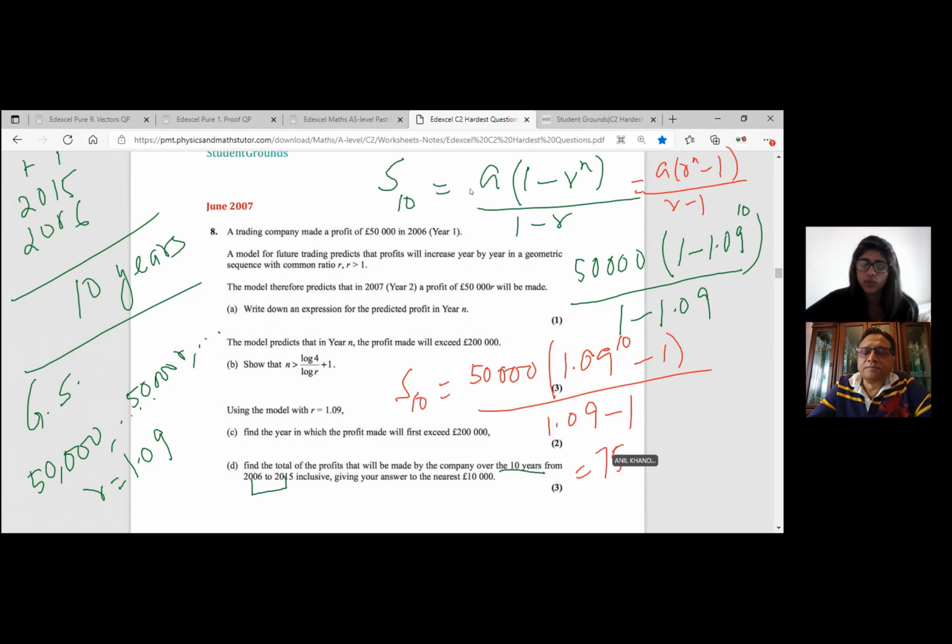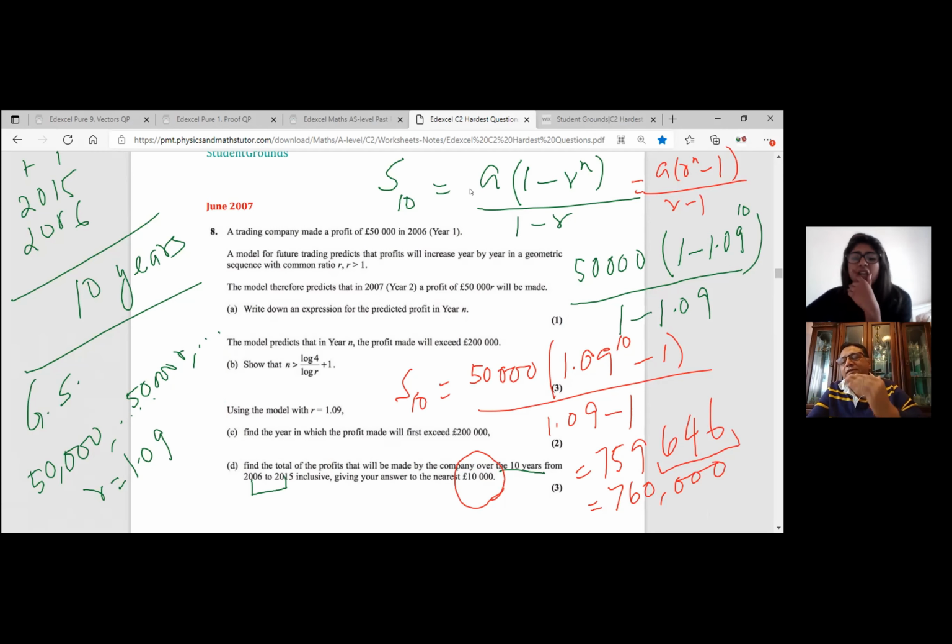759,646. So they want the answer to the nearest 10,000. So 760,000. Correct? Yeah. So we have to round it to 10,000. So it will be 10,000, 20,000, 30,000. In this case, 60,000 as your rounded number, right? So 760,000 is the answer in pounds. Is that clear to you? Yes. Yeah. Perfect. So that is how this question should be solved.